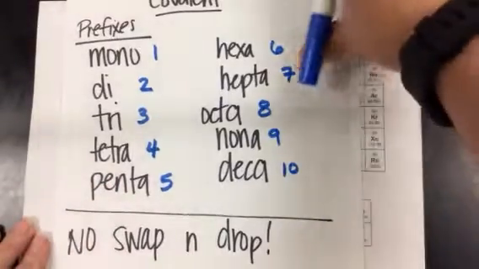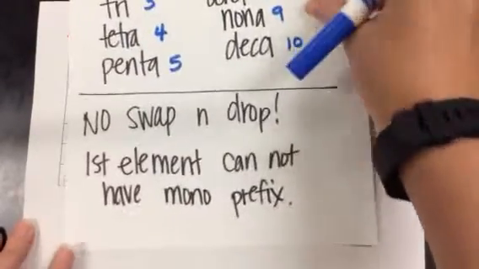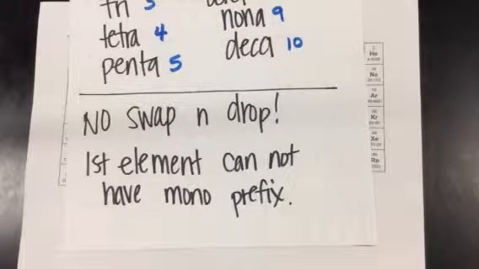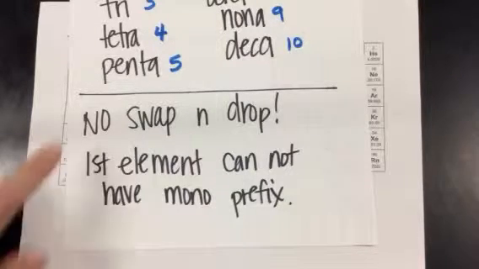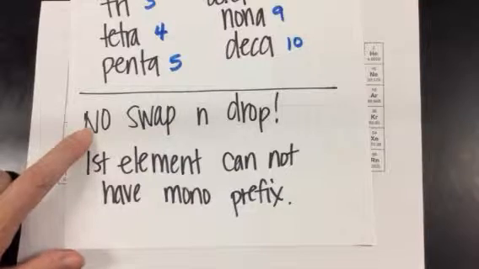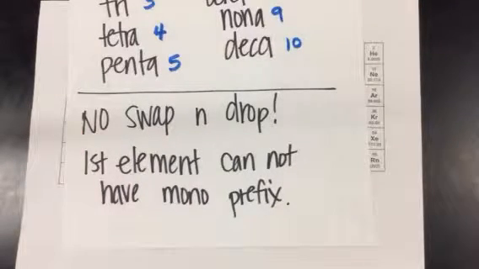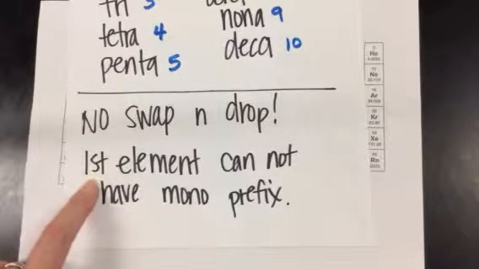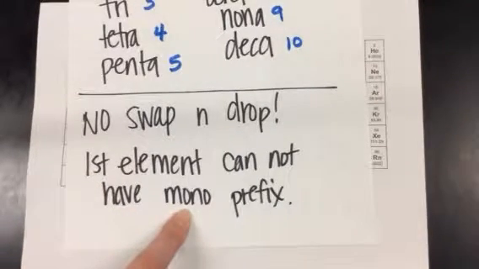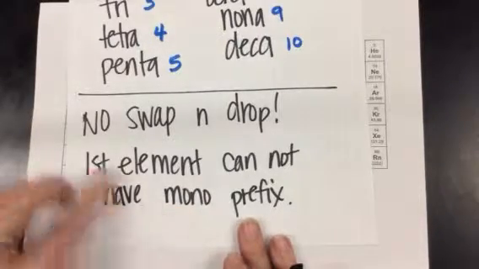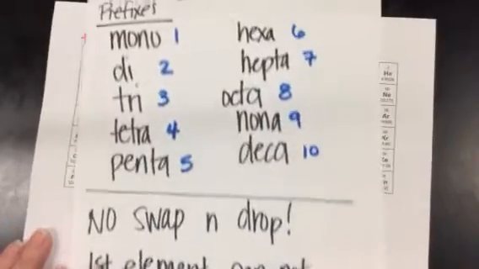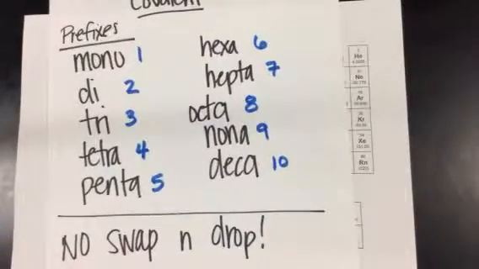Now the other things that you need to know: we don't swap and drop with these because they don't actually have charges, because they're sharing electrons. You also don't reduce these down. If you have 2 carbon and 2 hydrogen, it stays 2 and 2. Don't reduce it like we did with our ionic compounds. And then the other weird rule is your first element name cannot have mono for the prefix. The second one can, but the first one cannot. So using these rules, we're going to go through a few examples, and I'll leave the prefixes up there.